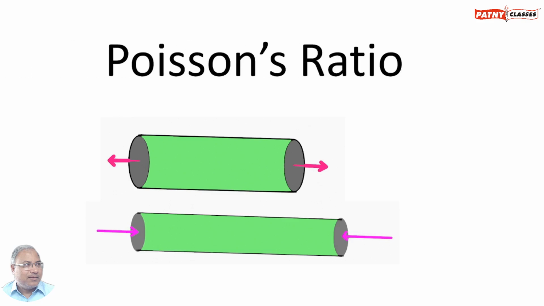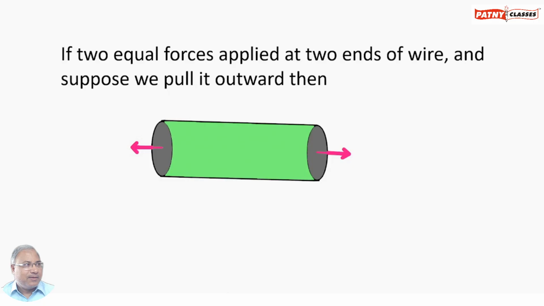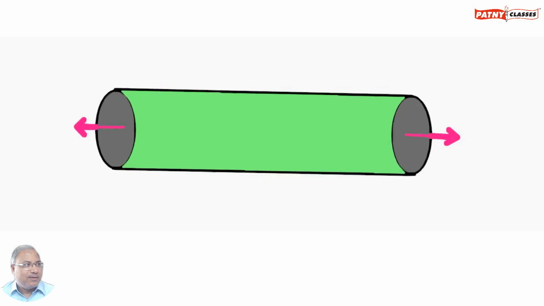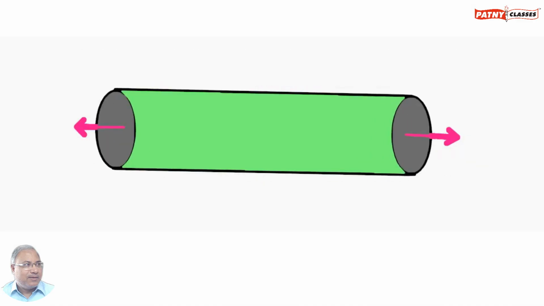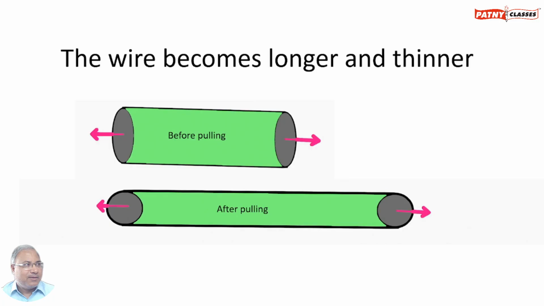Let us understand Poisson's ratio with the help of a simple logic. If two equal forces are applied at two ends of a wire and we pull it outward, then its length increases. At the same time, the diameter of the wire decreases. After pulling, the wire becomes longer and thinner.